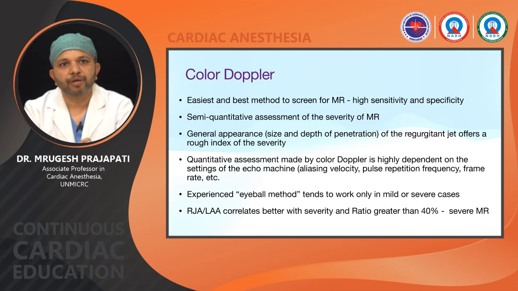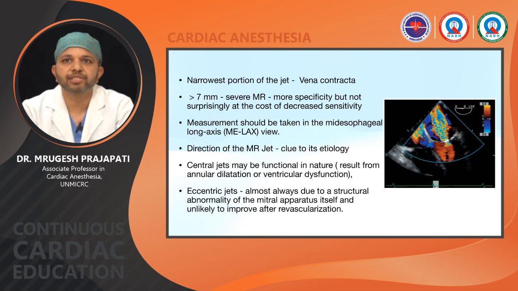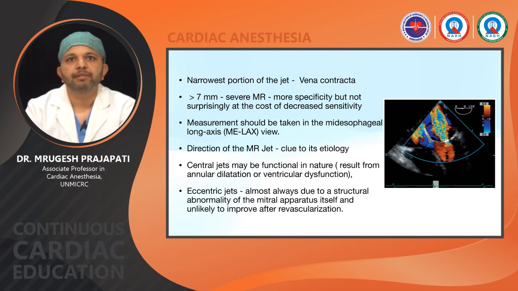The ratio of regurgitation jet area to left atrial area correlates better with severity, and if this ratio is more than 40%, then it generally suggests severe MR. The narrowest part of the jet, which is known as the vena contracta, is very helpful for diagnosis of severe MR. If it is more than 7 mm, then we can say it is severe MR, which is more specific but surprisingly at the cost of decreased sensitivity. Measurement should be taken in the mid-esophageal long axis view.